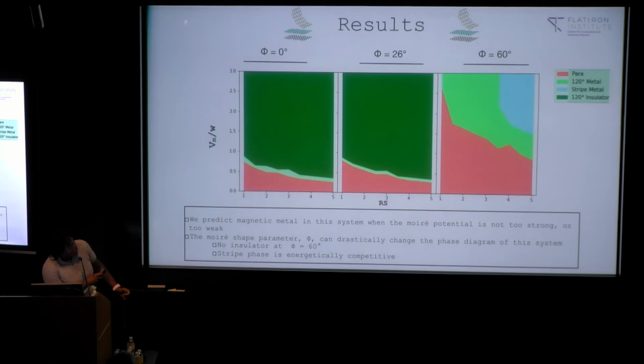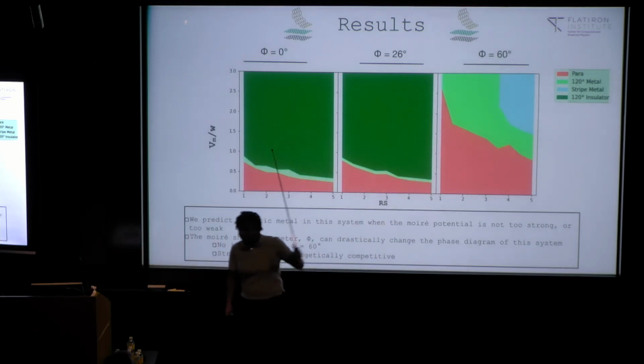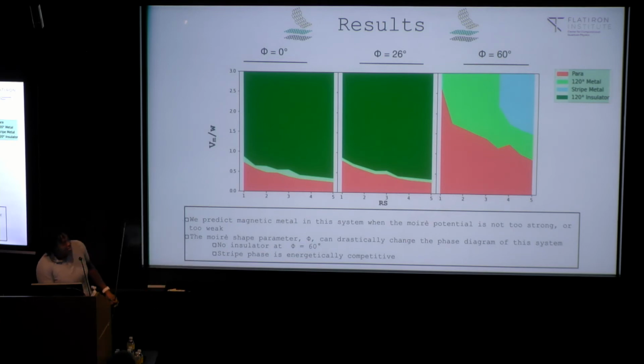We found that as we increase the shape parameter phi, the paramagnetic phase expands as the stable phase. At phi equals 60 degrees was the only case where we found the stripe phase is energetically competitive. And the phases where there's magnetism but no band gap, the magnetic metal phases, denoted in light green, tend to happen right in the middle, when the Moiré potential is neither too strong nor too weak.